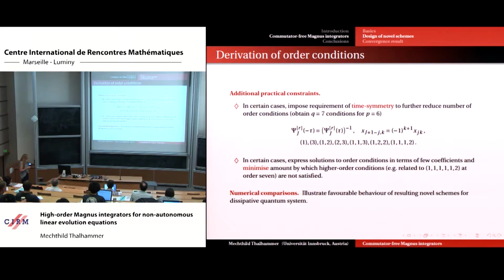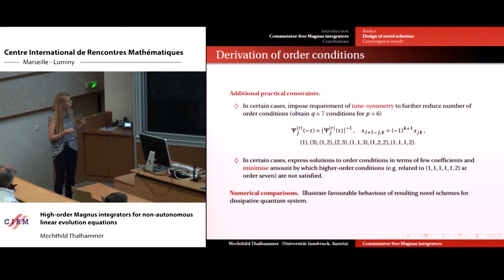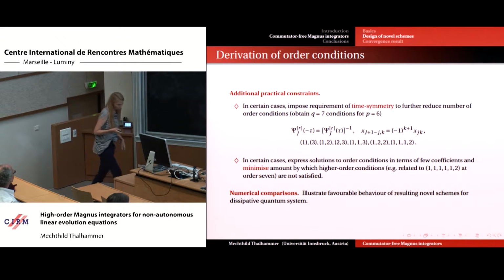So how to optimize? The approach we took was the following. We express the order conditions in terms of few coefficients. So these are our 3 degrees of freedom, and we try to optimize them, to minimize the amount by which higher order conditions, for instance, at order 7, are not satisfied. And this led to the schemes that I will show next.